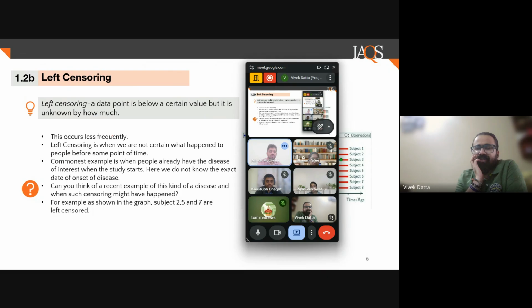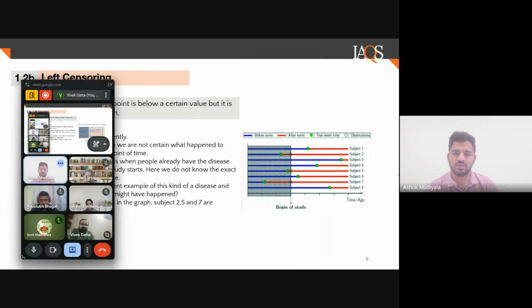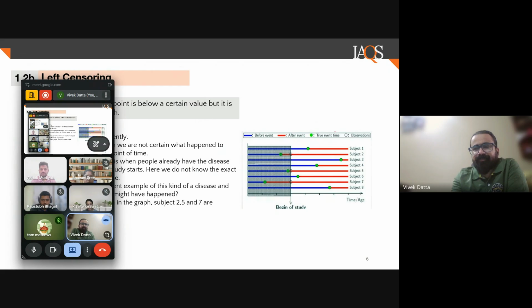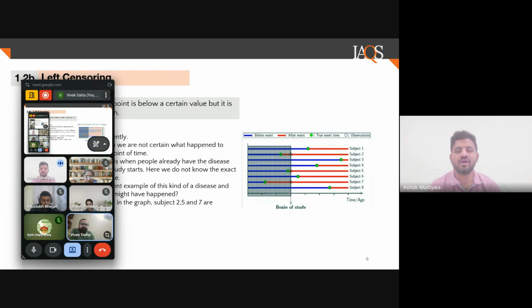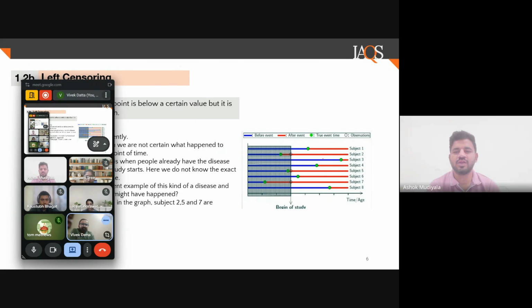Can you think of a recent example of this kind of a disease and when such censoring might have happened? For example, as shown in the graph, subject 2, 5, and 7 are left censored. Green is true time event. And as you can see, their entire duration is marked in red from the start of the experiment.